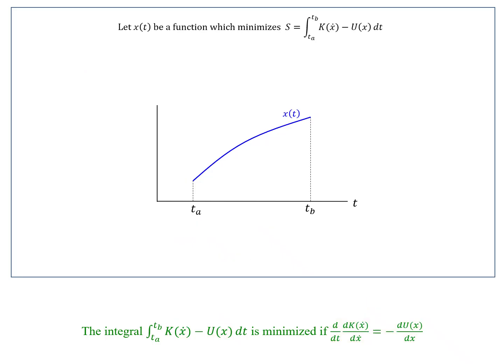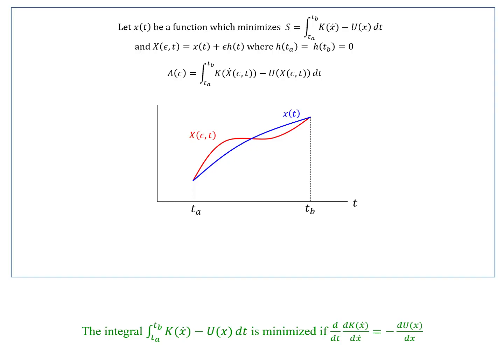Now it's time to prove the green statement in general. Let x be a function that minimizes S, which equals the definite integral of K of x dot minus U of x. Again, we let big X be small x plus epsilon times h, where h of ta and h of tb are 0. Then let's define a function A of epsilon as the definite integral of K of X dot minus U of X, such that A of 0 is S. Like in the previous case, the graph of A would be lowest at epsilon being 0.